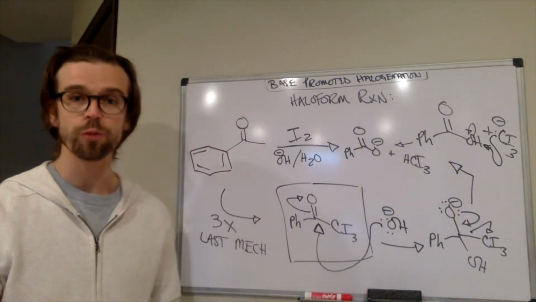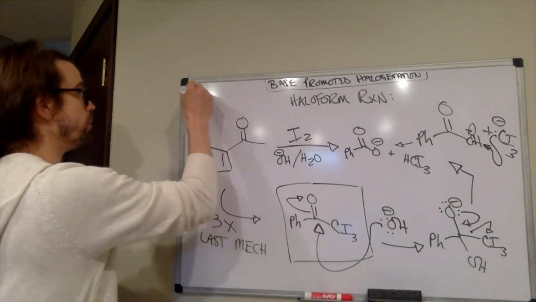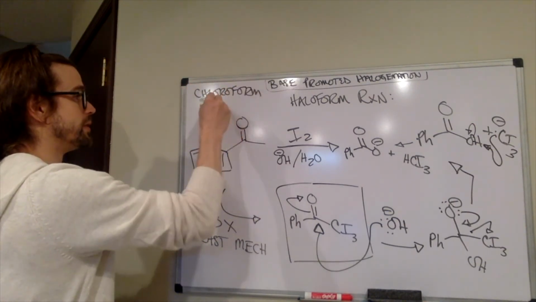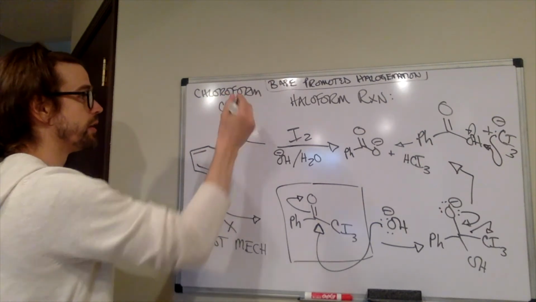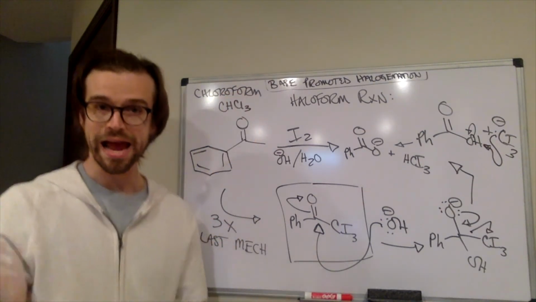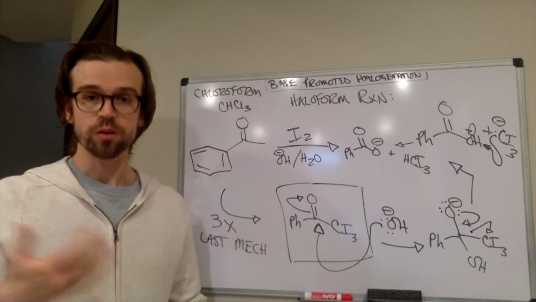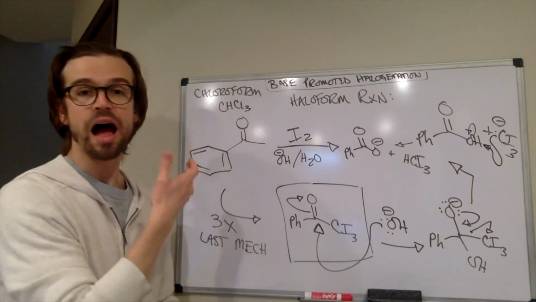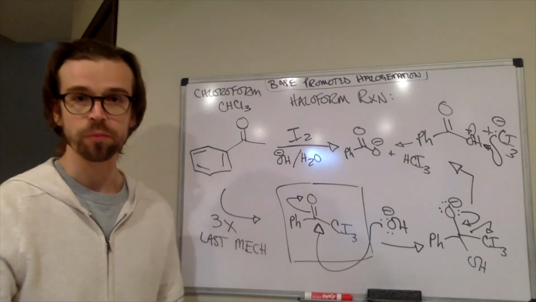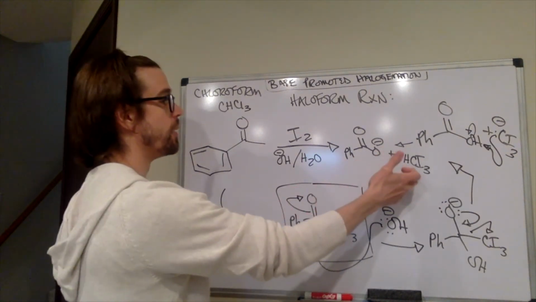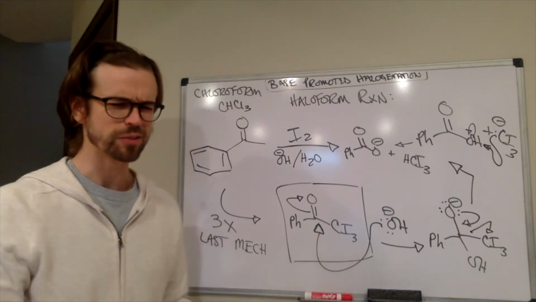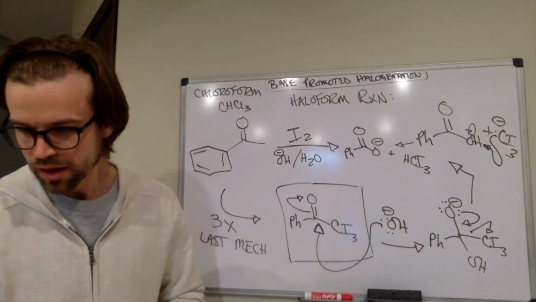So haloform, why is it called that? Well, chloroform is CHCl3. Haloform is halogen, the same thing as chloroform. Essentially, we're forming chloroform or iodoform or bromoform, any of the halogens that would be part of that type of thing. So that's why it's called the haloform reaction.